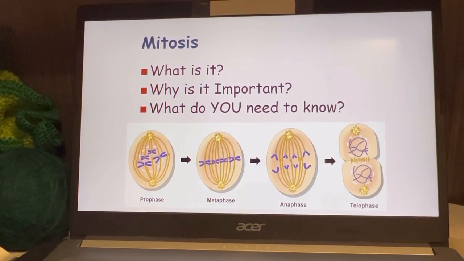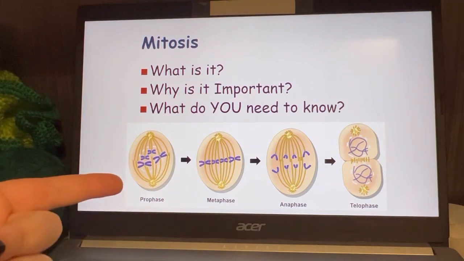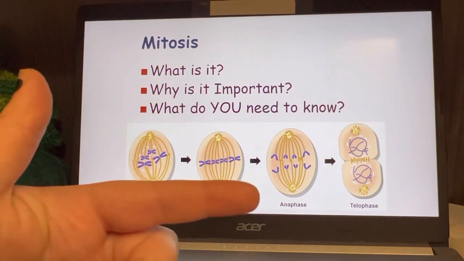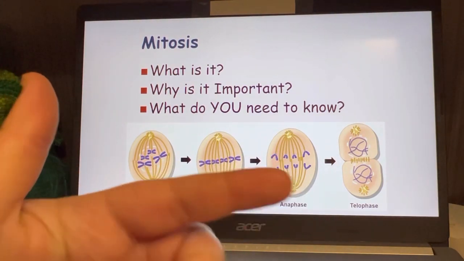Alright. So mitosis, what is it? Why is it important? And what do you specifically need to know? First of all, the 4 phases that are part of mitosis. Prophase, metaphase, anaphase, and telophase.